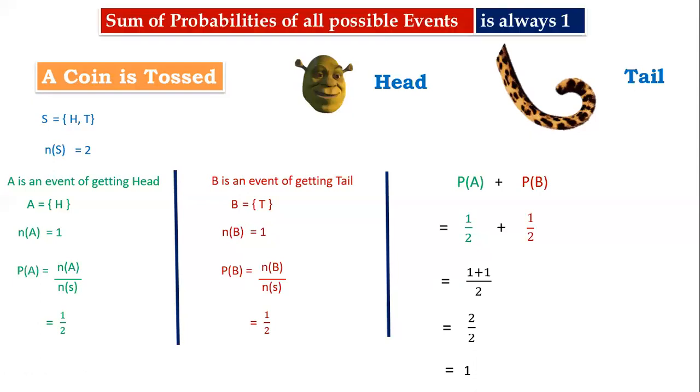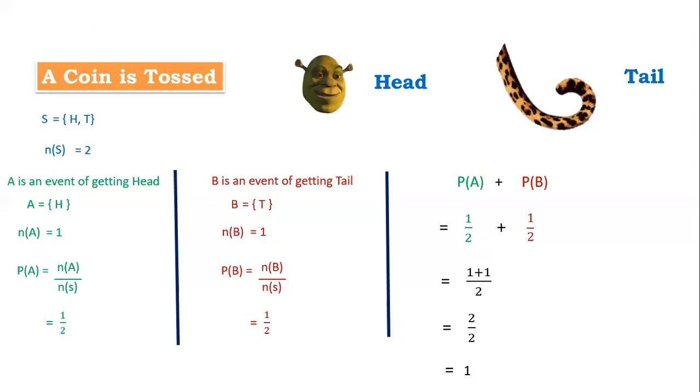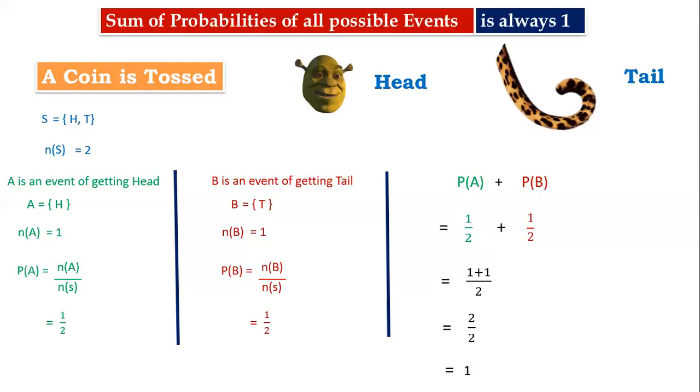If you can see, that's blinking on my screen. So if I add the probabilities of all possible events, it is always 1. Now I've shown you with an example how that is. You can take any other example and try.